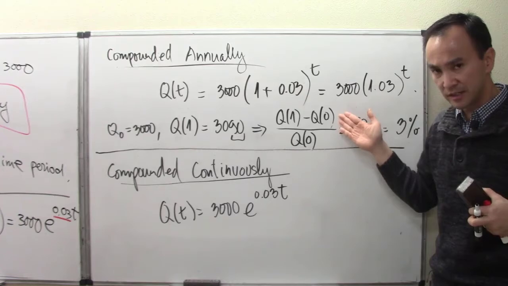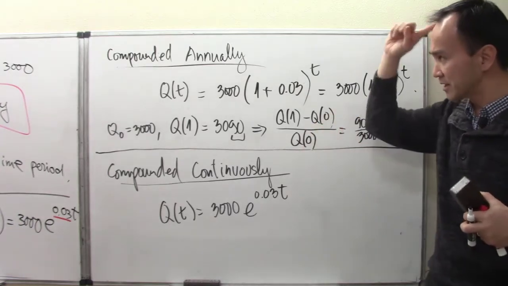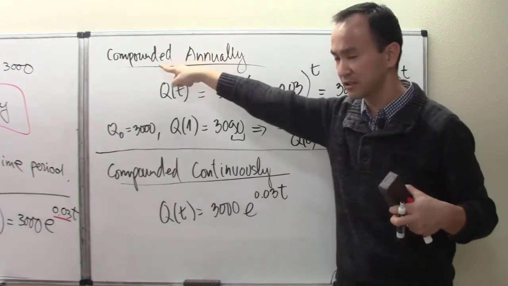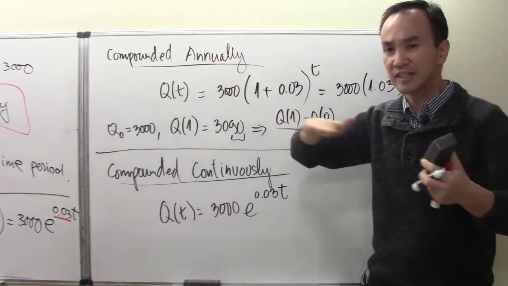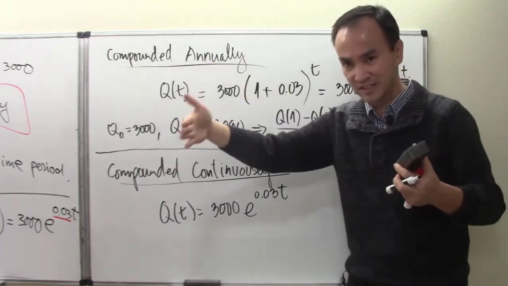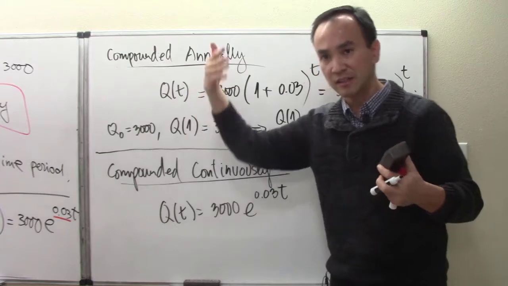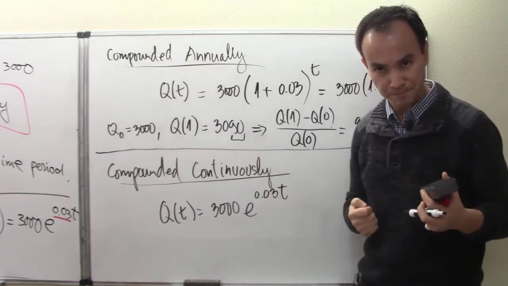But now if we're looking into this version, notice the problem I'm looking at here is compounded annually, which is exactly going equally with the default time period indicated in the problem.